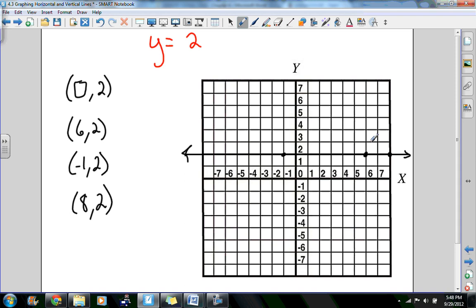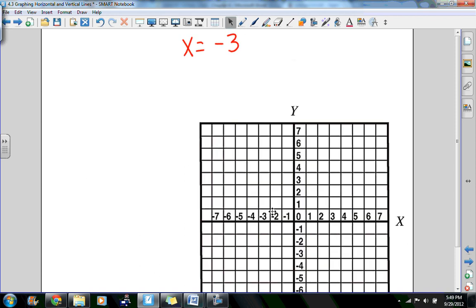Okay? Most people, when they make a mistake, will just put it here on the x-axis. They forget that it's the y-axis. If you're totally lost, make ordered pairs. Okay? That's the best hint that I can give you.